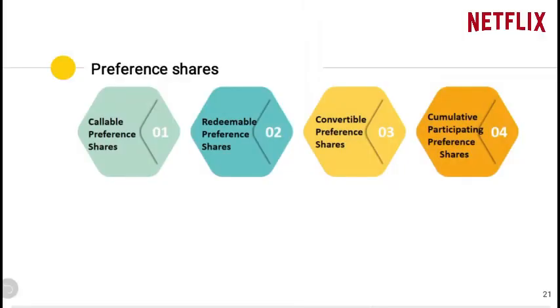Next is preference shares. So, preference shares has 4 special features. First is the callable preference shares. Second is the redeemable preference shares. Third is the convertible preference shares. And fourth is the cumulative participating preference shares.